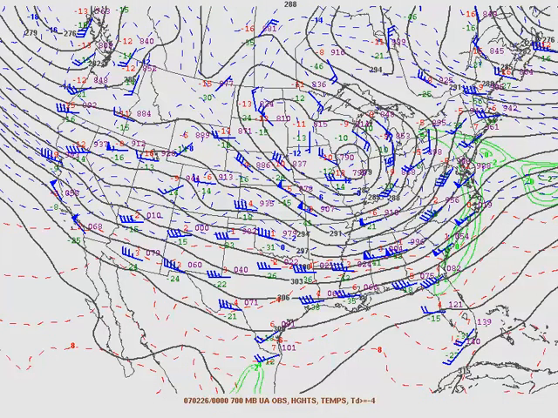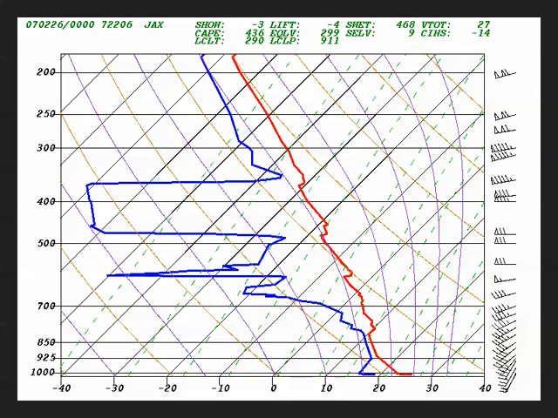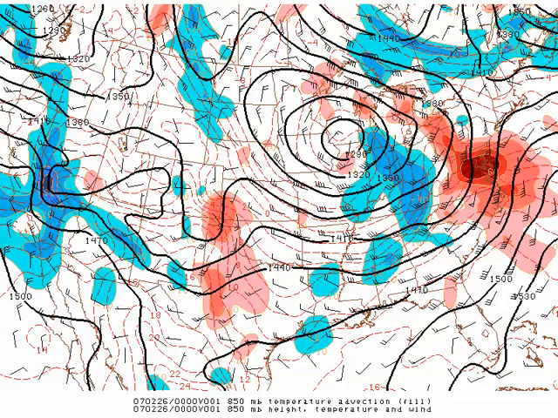Another way to view this is with the corresponding sounding from Jacksonville. You can see the change in wind direction with height from southwesterly winds at the surface up to west-southwesterly winds above 850 millibars. So the big question then is, was there warm advection at the time in the layer? And if we look at the Zero Z analysis of 850 millibar temperature advection, you can see that there really wasn't any warm advection of note around Jacksonville.